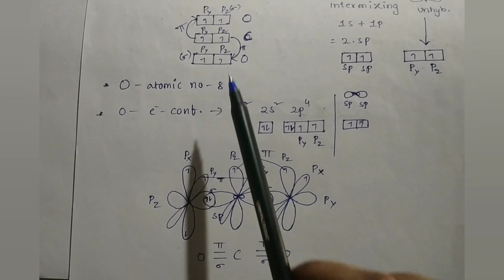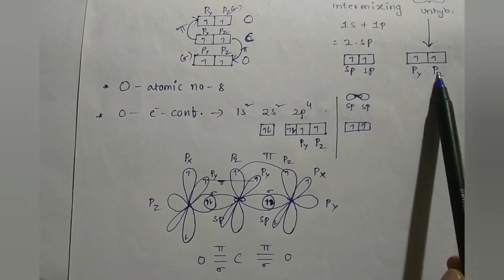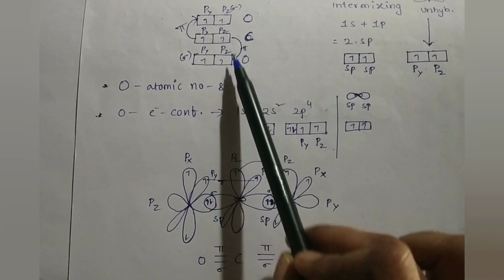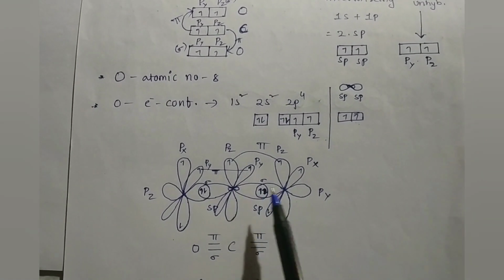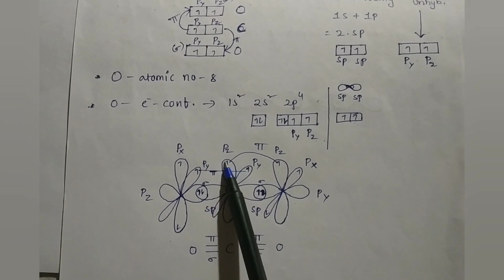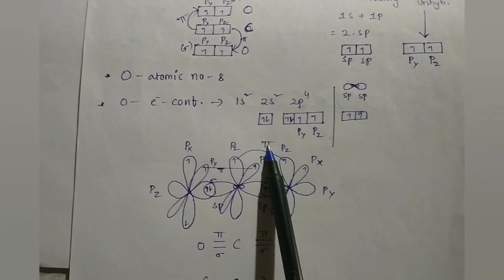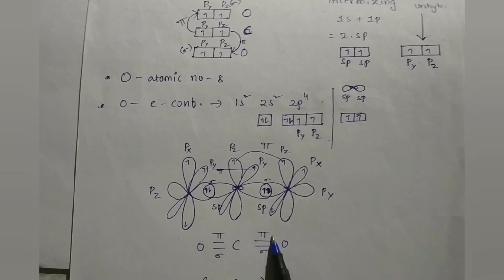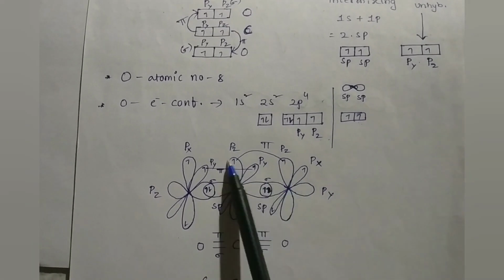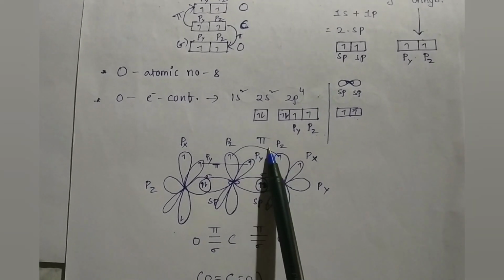After that, the carbon's unhybridized pz orbital will form another pi bond with the other oxygen. This is carbon, this is the other oxygen, and the pz orbitals by sidewise overlapping can form another pi bond. Here, carbon, oxygen, pi bond. The second bond is the pi bond. Carbon, oxygen, pi sidewise overlapping. A pi bond is formed between carbon and oxygen.